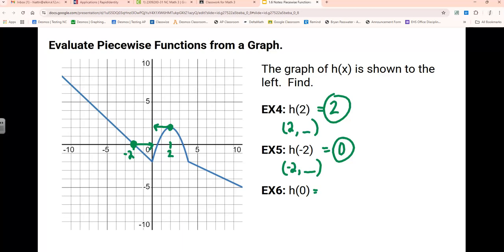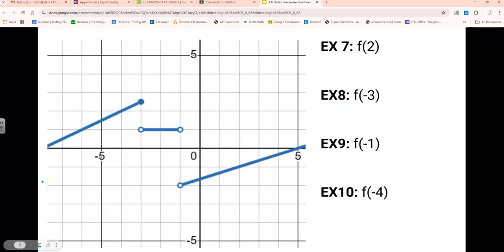And then my last one that I've got here is h of 0. So the x-coordinate is 0 right here. And Jamaja, what's my y-coordinate right there? Good. So negative 2 will be my value for that. Okay, questions? All right, try these on your own here. So try those from the graph there.